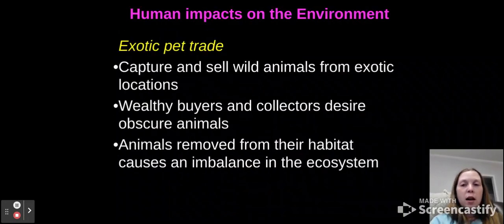Another issue is exotic pet trade. So this is the capture and sale of wild animals from their natural environment, exotic locations for us. Wealthy people will do this. Collectors will do this.